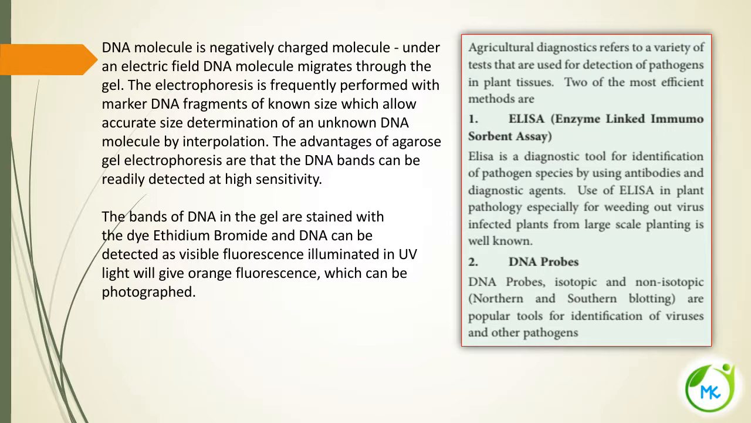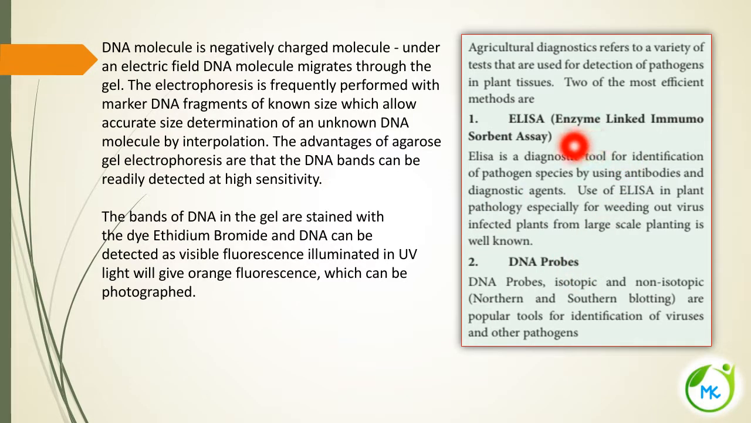Agricultural diagnostics refers to a variety of tests that are used for detection of pathogens in plant tissues. When the plant is being affected with any pathogen, the plant pathogen can be identified. There are two methods, one is ELISA and the other one is DNA probe.